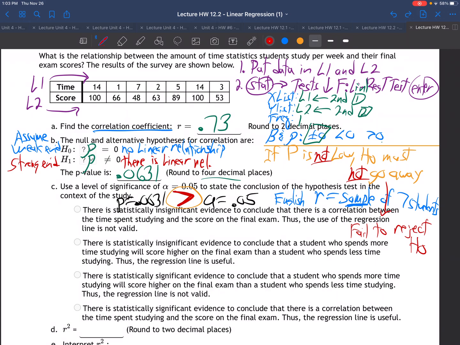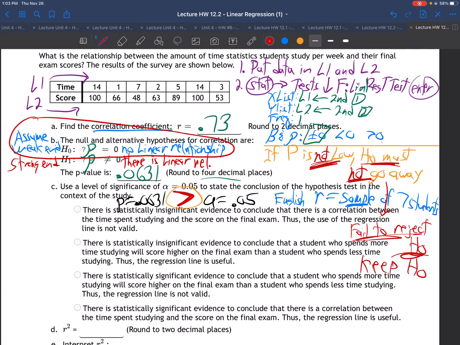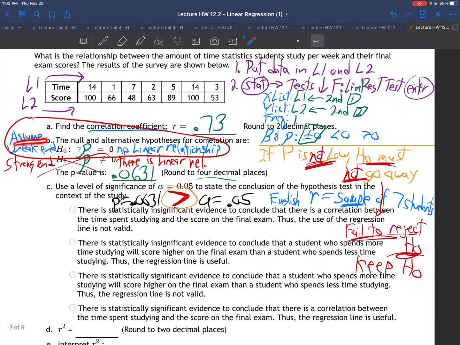So the P is not low, so the H0 is not going to go away. We're going to fail to reject the null, meaning we're going to keep the null and forget about the H1 down here. I'm keeping, which means we assume what? We're keeping there's weak evidence. The evidence is just too weak. There's too high of a chance of luck. The evidence is fairly strong, but not strong enough, not ironclad. It's a little too weak. So the evidence is weak.